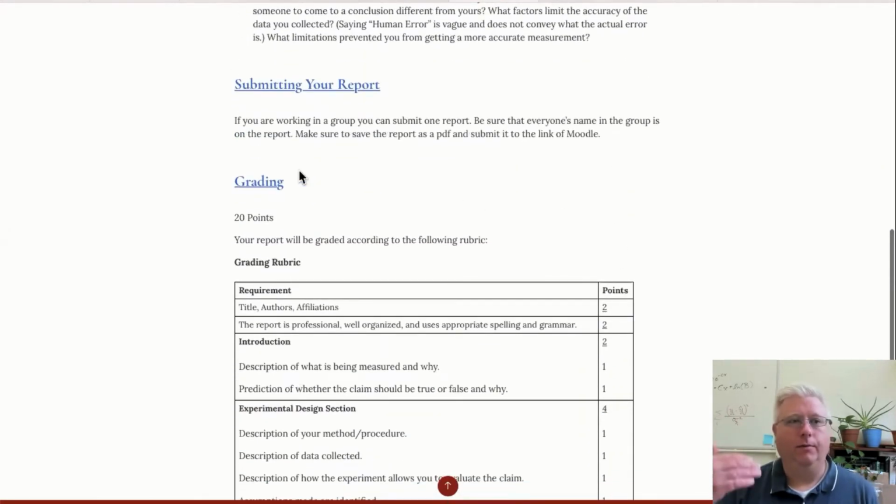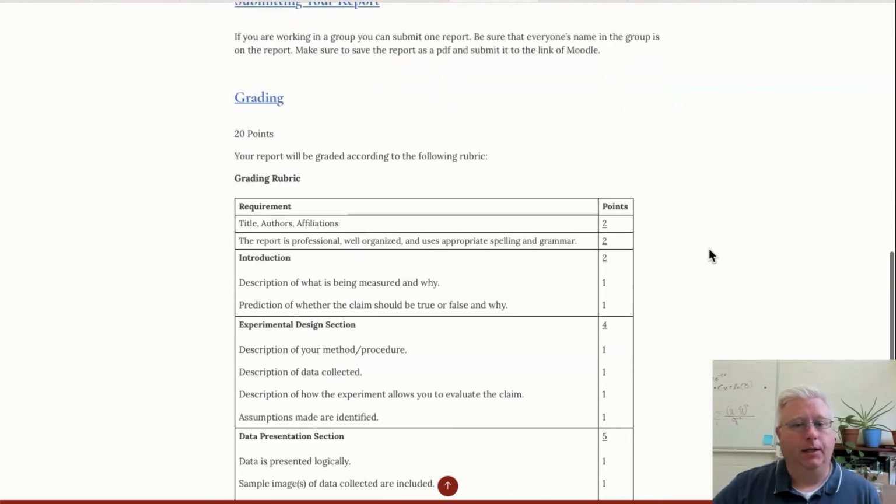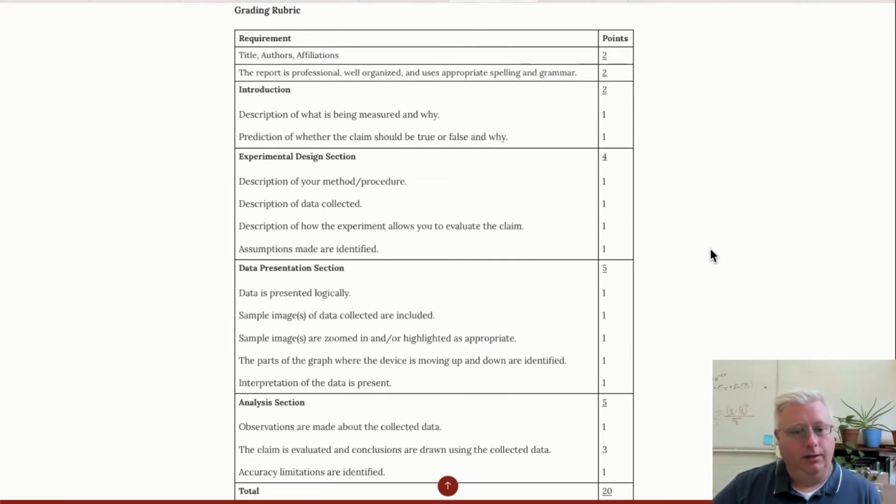Okay, and so you already know from the first lab to submit your report as a PDF. If you work in a team, you could all work on it together and submit just one report as long as all of your names are on the report. And then this is the rubric that you'll be graded according to. These are the things you're really going to have to think about. You can see most of them are just 1 point each, but the important one is the claim is evaluated and conclusions are drawn using the collected data. So that's the most amount of points you could see there.